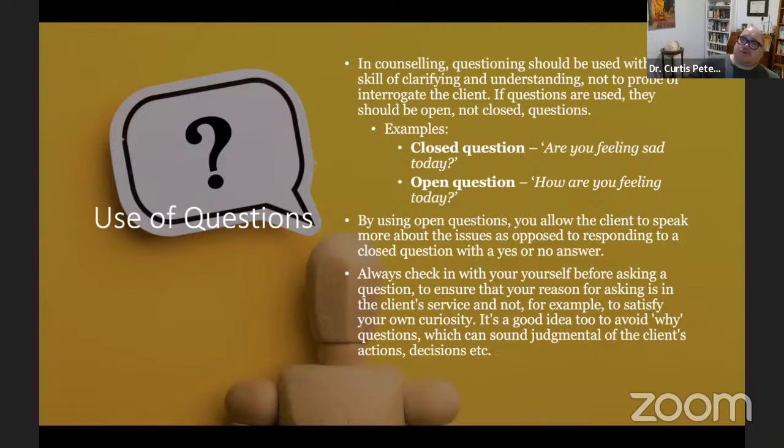Just remember, we're heading towards open-ended questions, and what we're going to try and avoid is, through our questioning, satisfying our own need to know something. Okay.